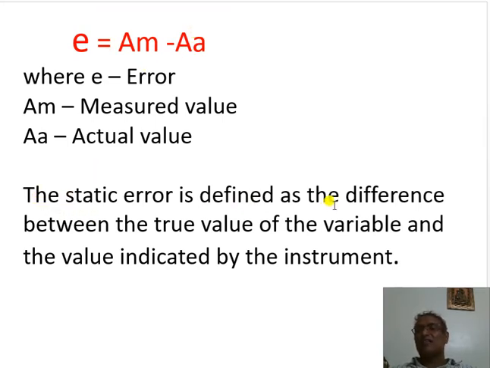The static error is defined as the difference between the true value of the variable and the value indicated by the instrument. That is what we know as static error. Once again, the static error is defined as the difference between the true value of the variable and the value indicated by the instrument, and the equation is given by E is equal to AM minus AA, where AM is the measured value and AA is the actual value of the particular measured value.